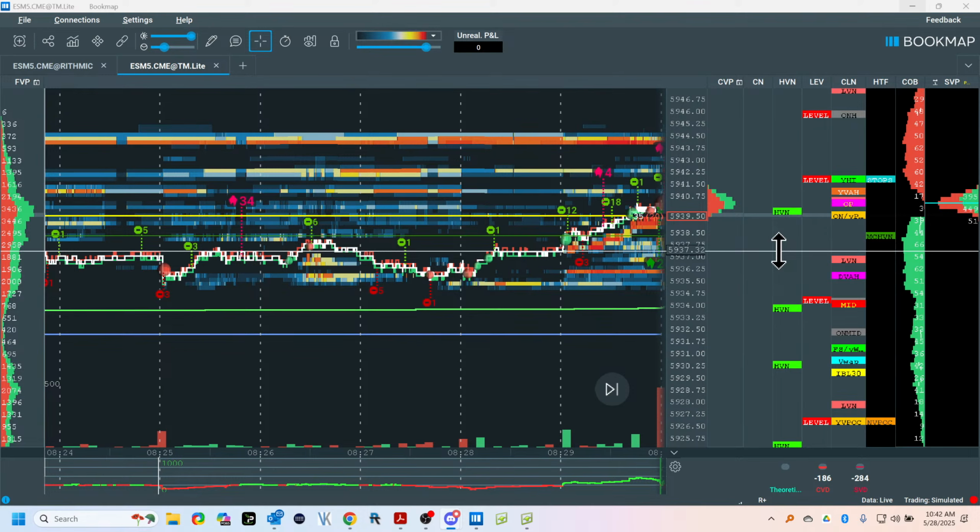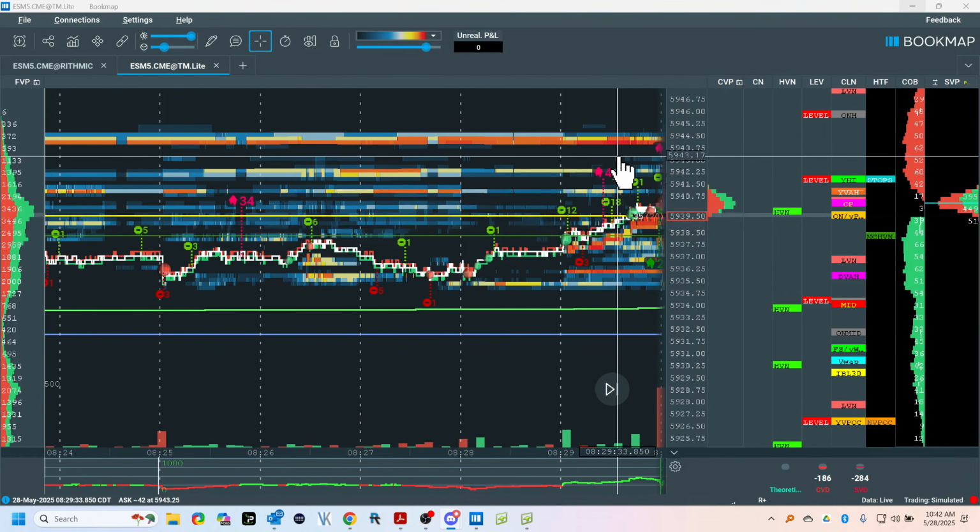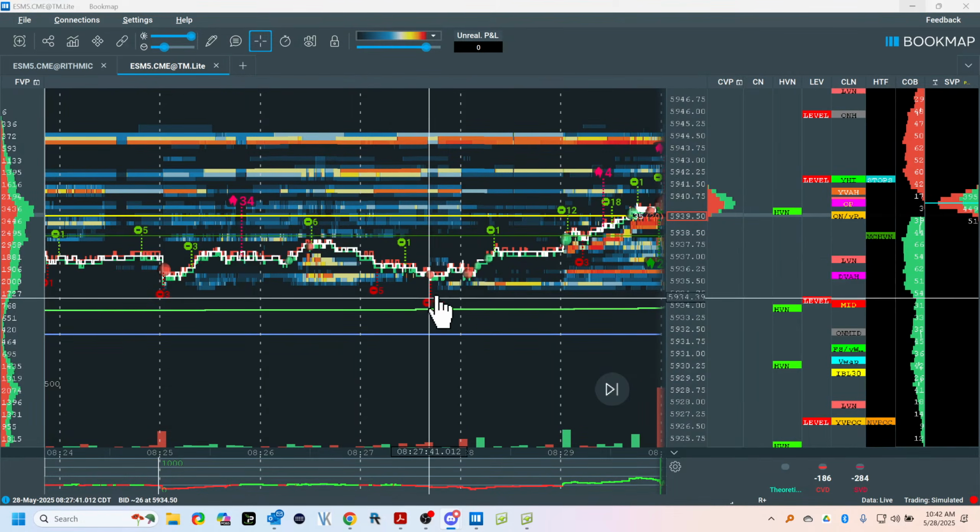So these are going to come off, and so are these LVN. So don't worry about it. Let's go into the RTH open. By the way, stop an iceberg detector.